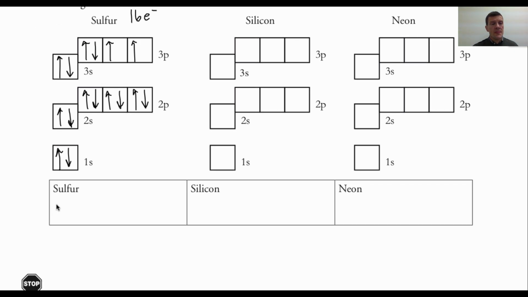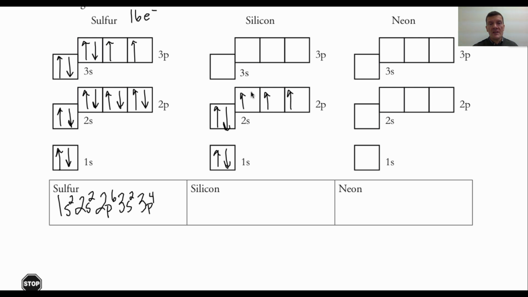Here's our code: 1s2, 2s2, 2p6, 3s2, and 3p4. Let's do silicon. Silicon, we fill 1s first, then 2s, then we put 1 in each of the 2p.